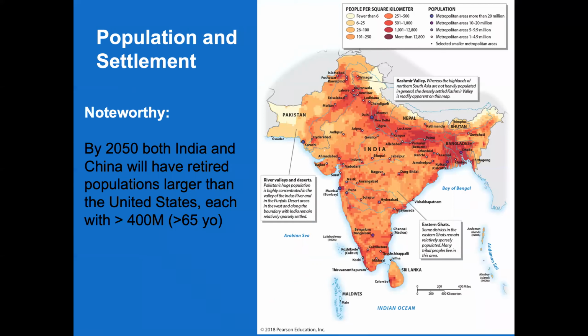Population. Something that is of note in this area is that both India and China, please pay attention to this one, both India and China will have a retired population that will be larger than the entire United States. Think about that one. The number of retired people in India and China by 2050 will exceed 400 million.